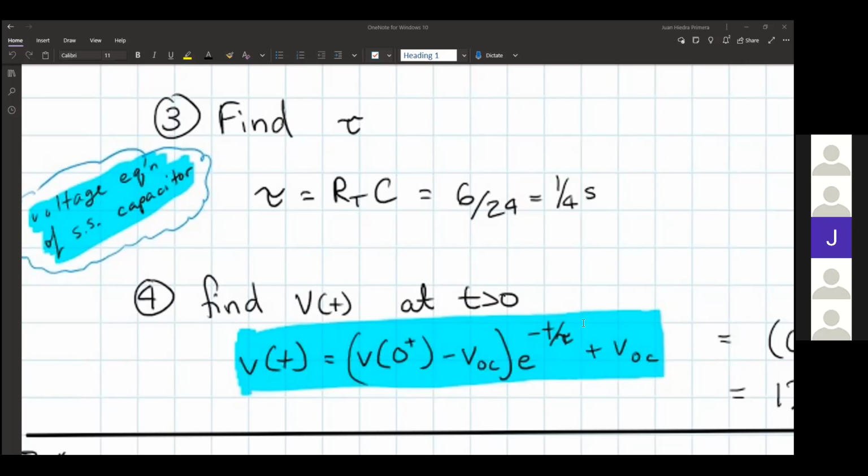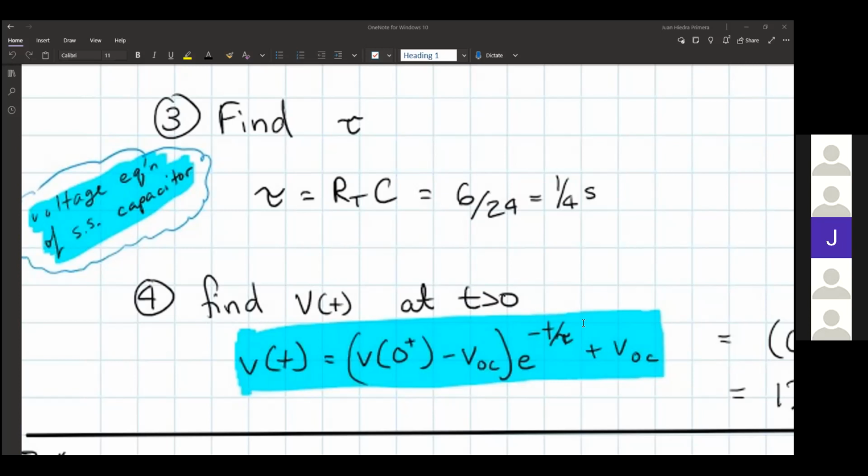Okay, so I don't see anything regarding the exponential decay of capacitor voltage. So I'm pretty sure that's a circuit theory 2 topic, but you will see this equation again.